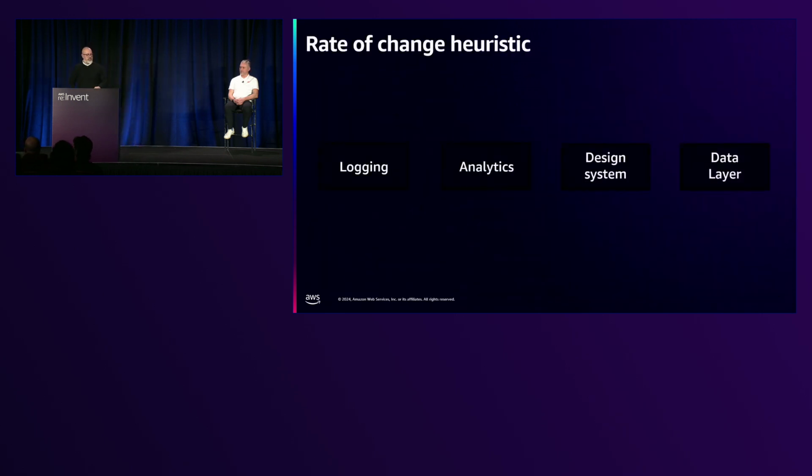Classic example. Think about rate of change as a heuristic. If I have logging, analytics, design system, and data layer, those are classic things that I've seen shared inside the system. But logging is fine. The rate of change is not very high. Analytics, when I have a library for analytics, probably changes every 6 months, 1 year, top. The design system changes more frequently, but usually maybe at the beginning there is more effort because you need to update the new version. But then in the long run, it's not going to change every day.